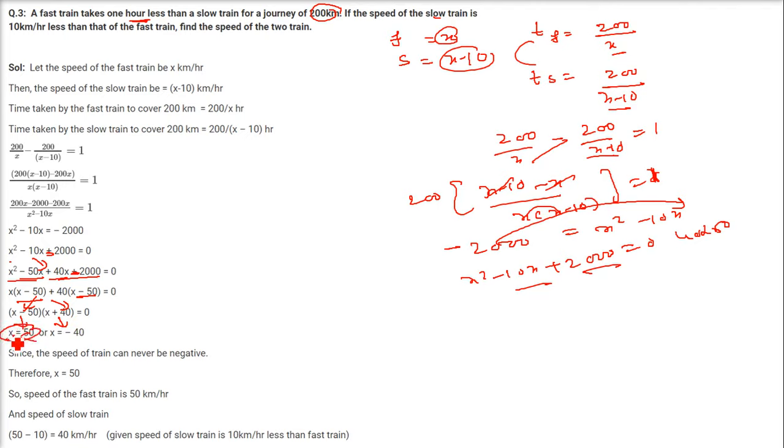This will remain. This we are going to discard because it is negative. So x equal to 50 is the speed of the fast train. Then x minus 10, that is 50 minus 10, 40 is the speed of the train which is slower.